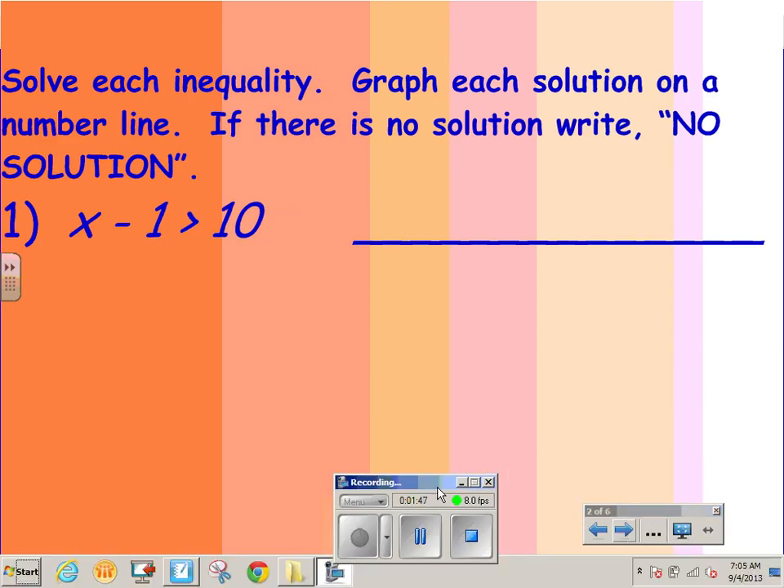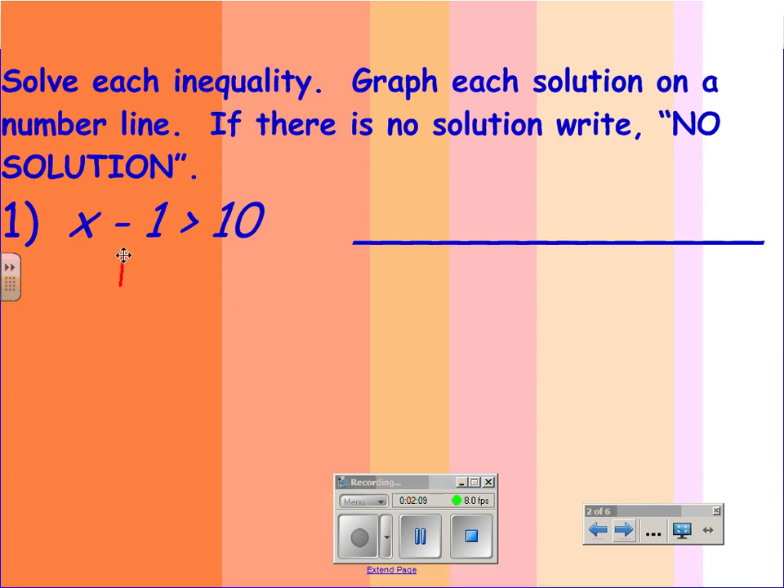All right, our first example says solve each inequality, graph each solution on a number line. If there's no solution, write no solution. We're going to approach an inequality exactly the same way that we would if the inequality sign was an equal sign. So we read this as x minus 1 is greater than 10. If I was going to solve this equation, I would just get rid of negative 1 on both sides. So we're going to show that step of adding 1 on both sides of the inequality. Bring down your greater than sign, so we end up with x is greater than 11.